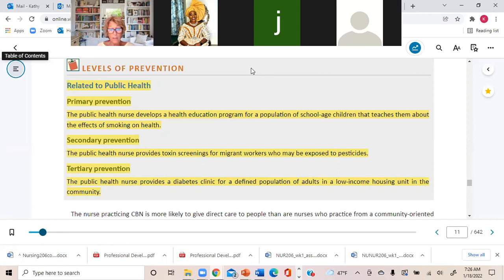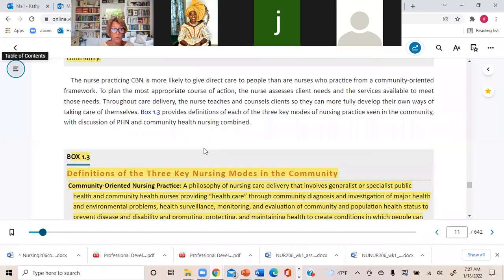Okay, and then tertiary, the public health nurse provides a diabetic clinic for a defined population of adults in a low-income housing unit in the community. So the population already has diabetes. So we're trying to facilitate helping them learn about whatever the need is. So does everybody understand that? Primary, secondary, tertiary. We're going to cover that every chapter. This is just the introduction to it.